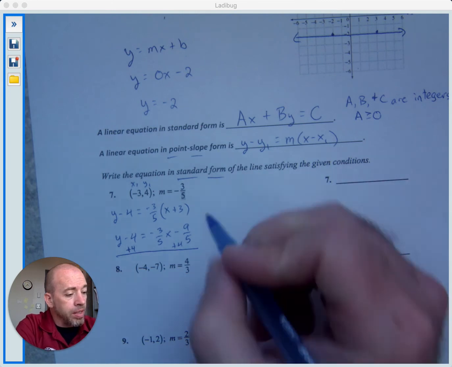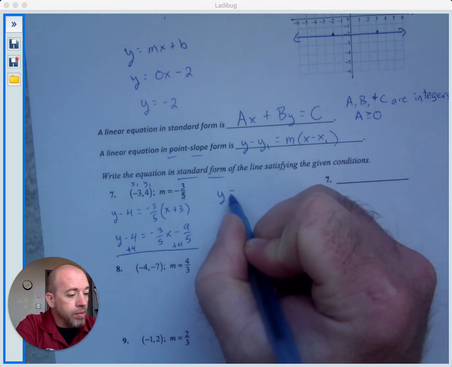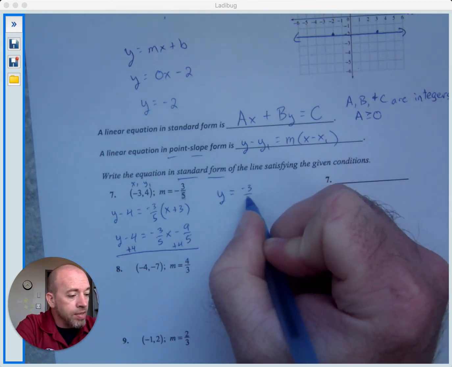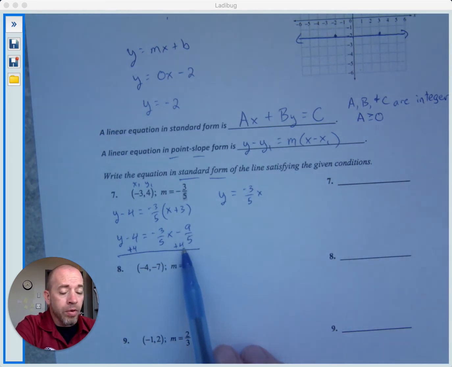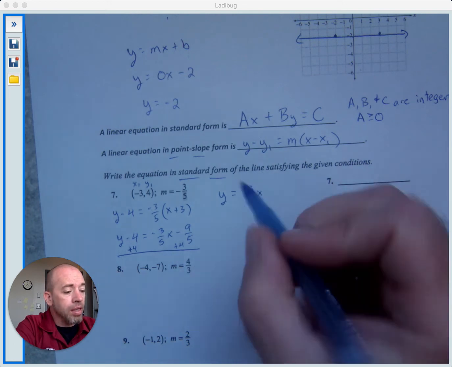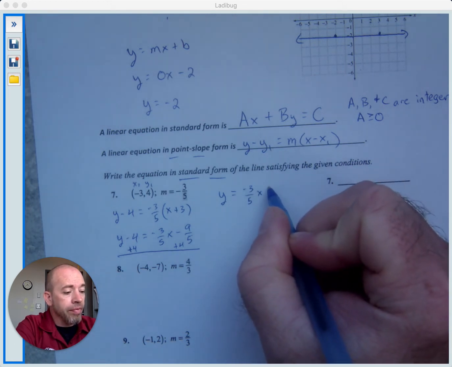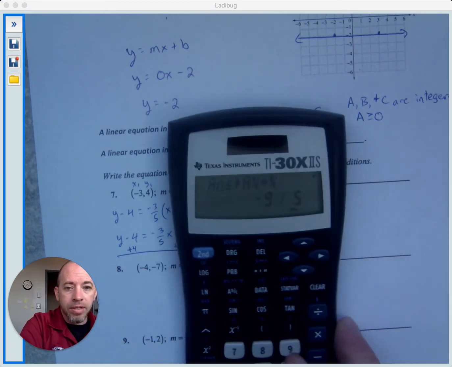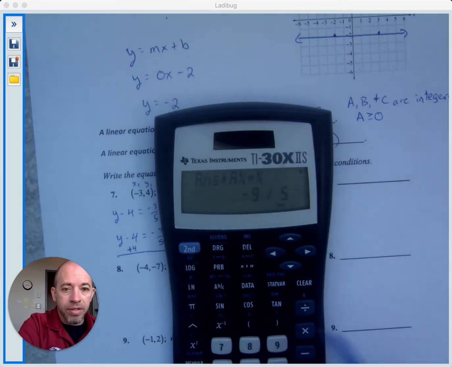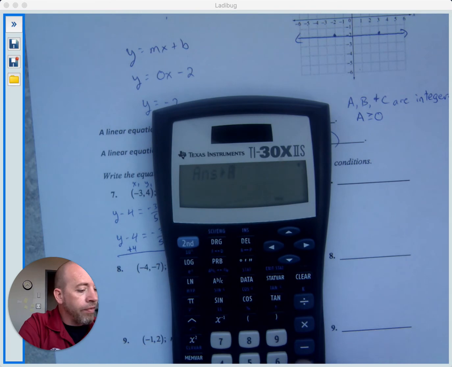So this should be y equals negative 3/5 x. And then 4 is 20/5. 20/5 minus 9/5 would be 11/5, right? Or 20 minus 9? Yeah, so plus 11/5. Now, again, I could use my calculator to do this. I have my negative 9/5 there already. I'm going to do plus 4.